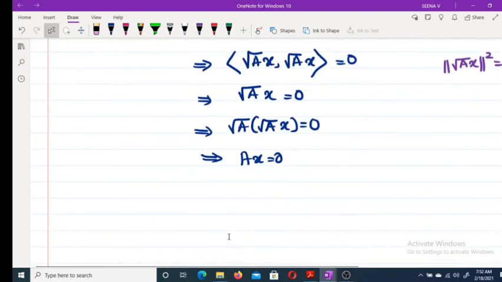Okay, now we have to actually discuss corollary 6.3.3 and 6.3.4. First we will discuss 6.3.4, then 6.3.3. That we will discuss in our next class. Okay.